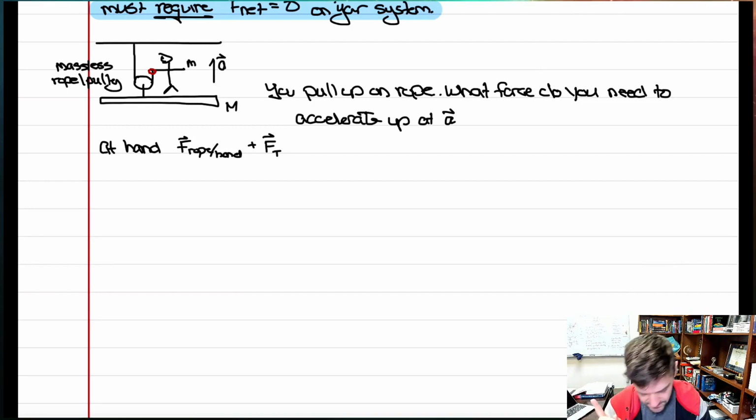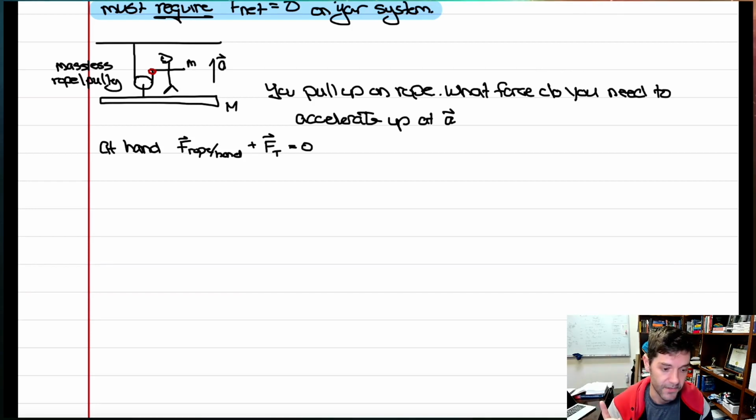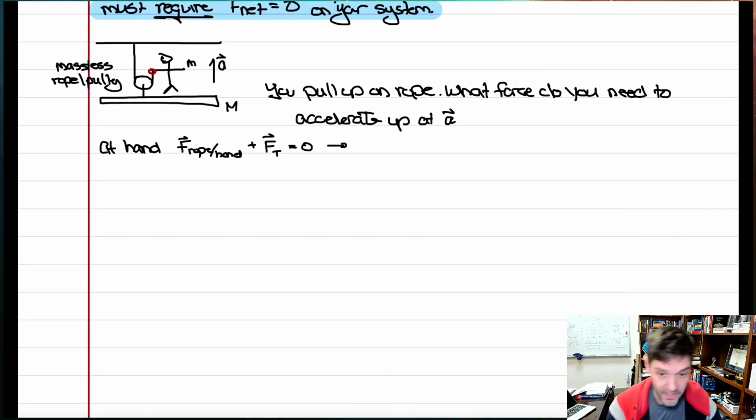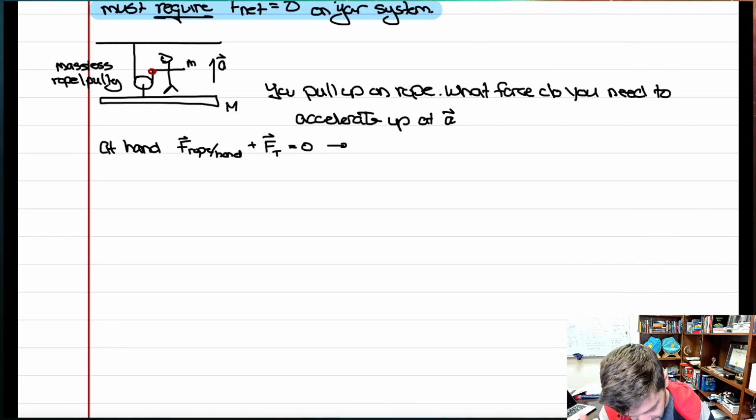Since this is a massless system, this better equal zero, so I don't have to possibly have infinite accelerations. In this case, the rope does have some acceleration, right? As if you look at little pieces of rope as you're moving around. But again, we have to require that the net force is zero, else Newton's second law claims that the acceleration is infinite. So assuming that I'm pulling up on the rope, and I take up to be the positive direction, I might say that this is F hand in the vertical direction.